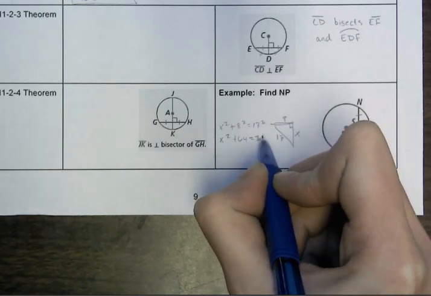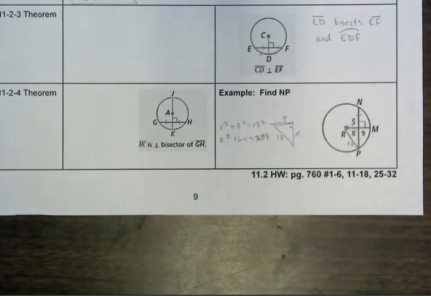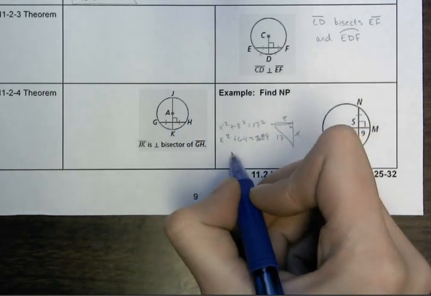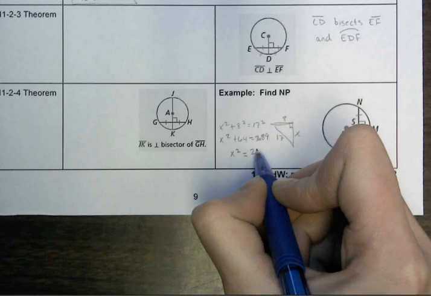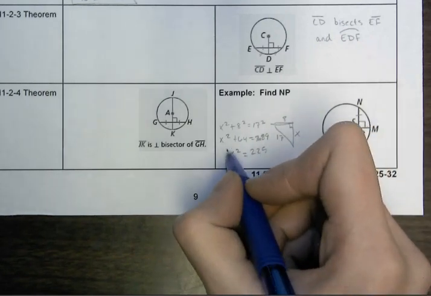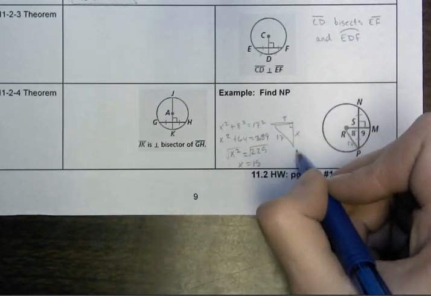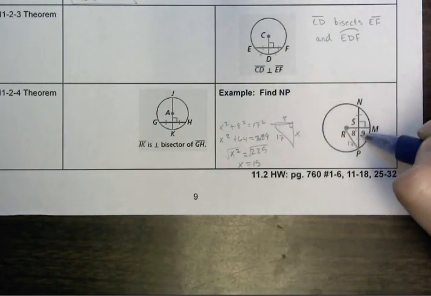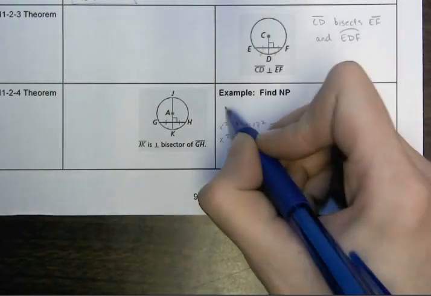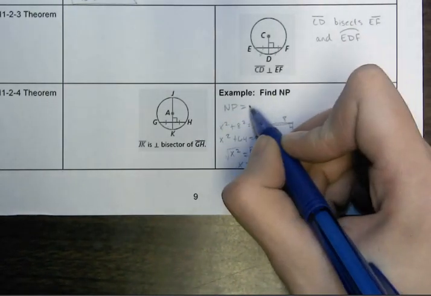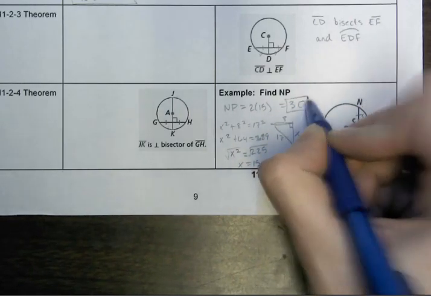And then I can subtract 64 from both sides, and once I do that, I get x squared equals 225, and the square root of 225 is 15. So if x equals 15, then NP is x plus x, or 2x. So NP is 2 of those 15s, which would make it 30.